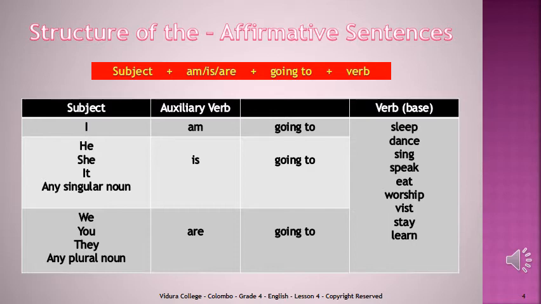Then we are adding going to. Finally, we add the verb. Verb should be in base form. Let me give you an example. I am going to sleep. Like that, you can create sentences according to the above structure.